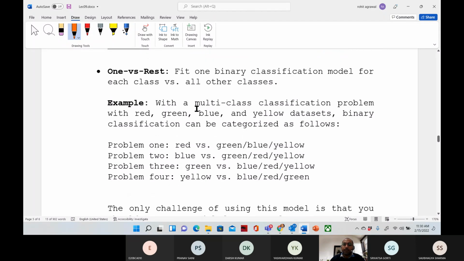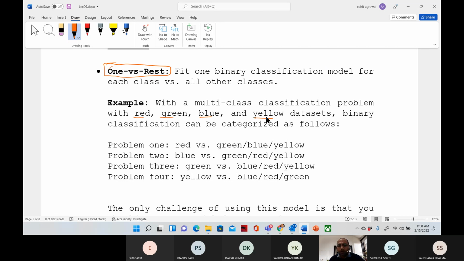There is a terminology called one versus rest. These are all in your books, but I'm just giving it to you simply. I'm trying to explain in simple language. One versus rest. Suppose you have 4 classes: red, green, blue, yellow.